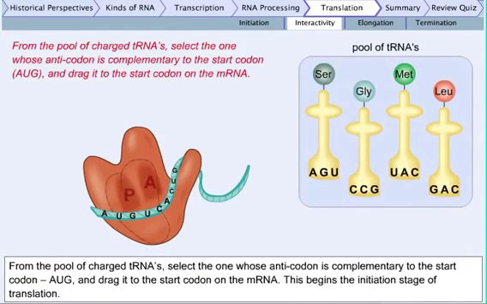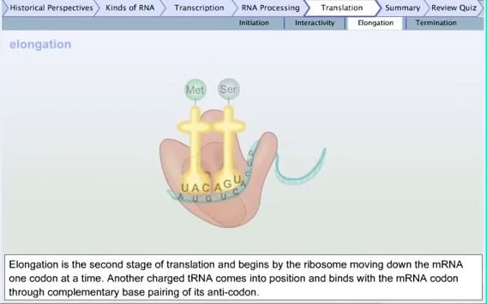From the pool of charged tRNAs, select the one whose anticodon is complementary to the start codon, AUG, and drag it to the start codon on the mRNA. This begins the initiation stage of translation. You have not finished this activity.